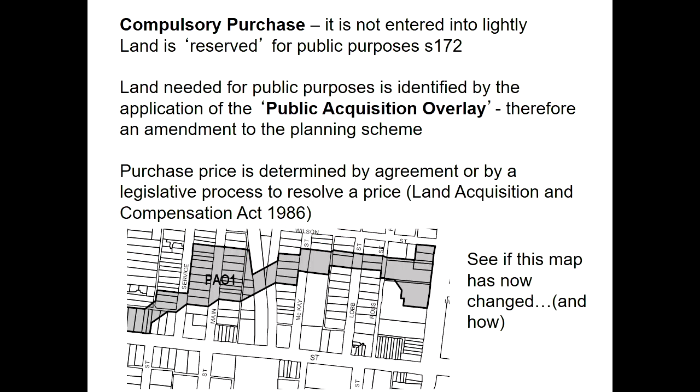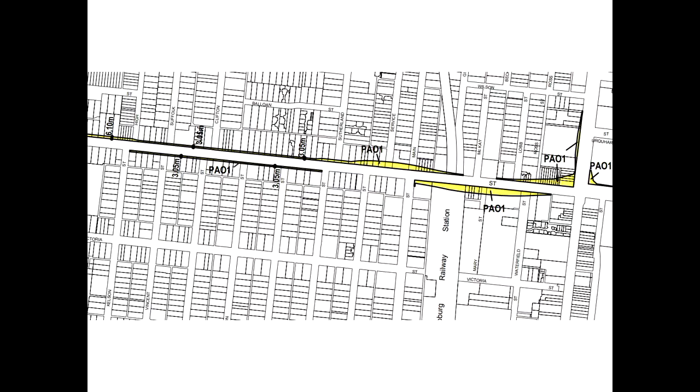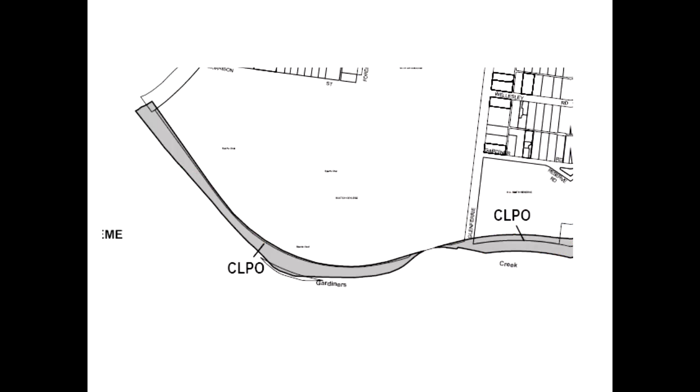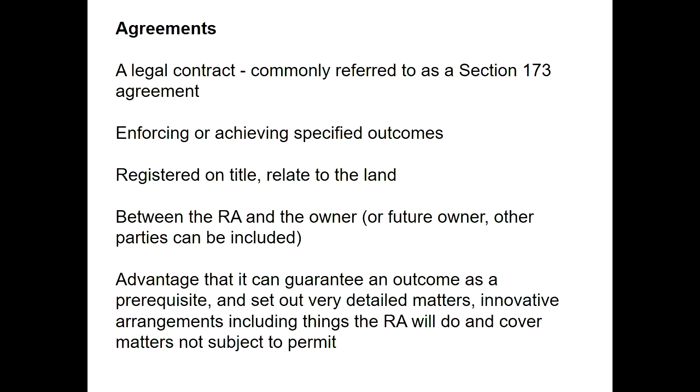The planning system can facilitate compulsory acquisition through overlays. So this is around Coburg, where land had been set aside in the past for roads over time. CityLink, some highway building can do that, but I have to say it doesn't happen very much in Australia because it's politically quite unpopular.